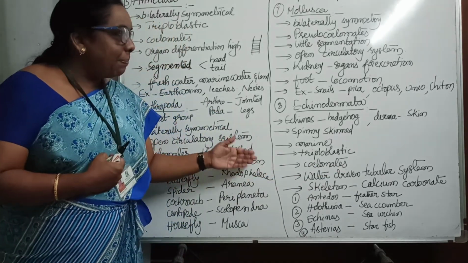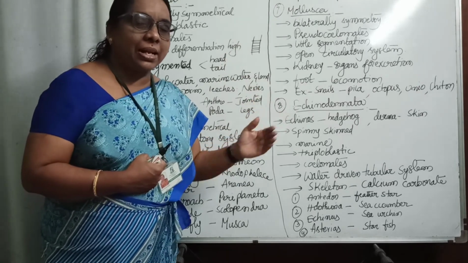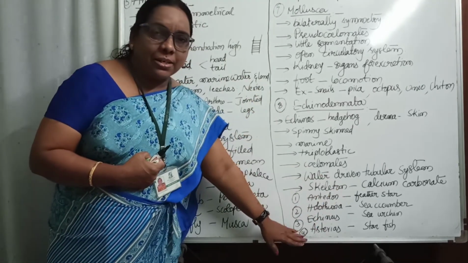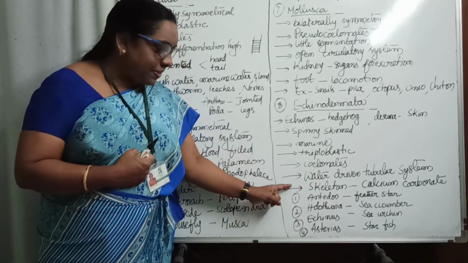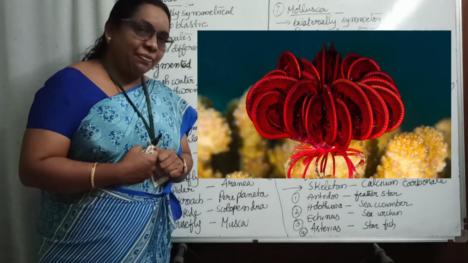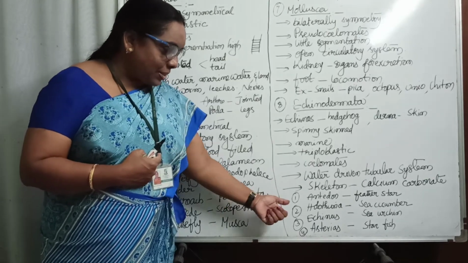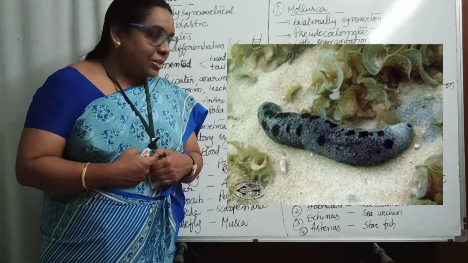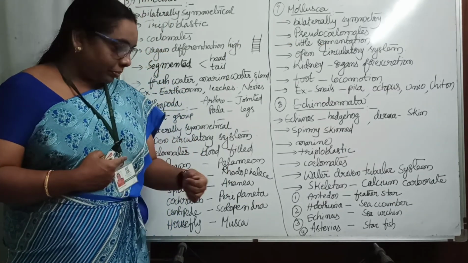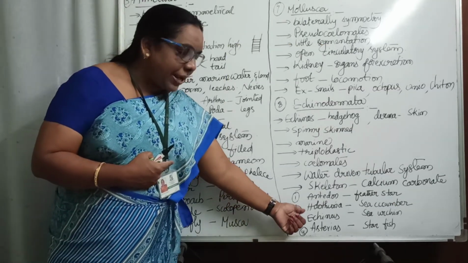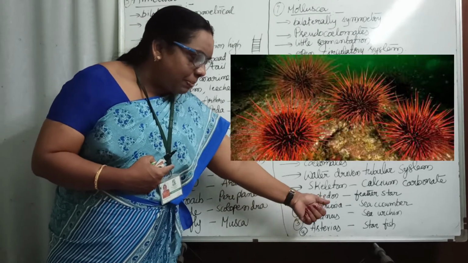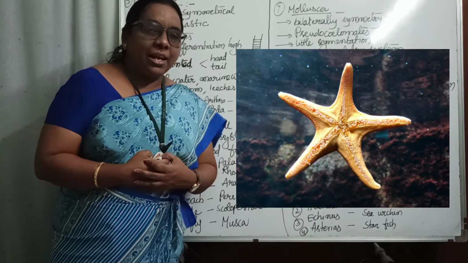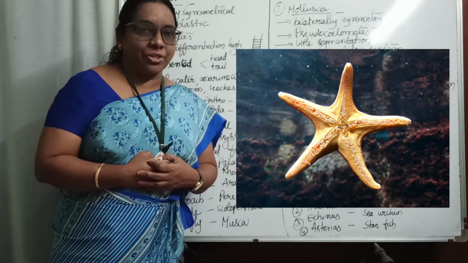What are the examples that come under Echinodermata? We'll see the scientific name as well as the common name. The first one is Antedon, and the common name is feather star. Next one is Holothuria, and the common name is sea cucumber. The third one is Echinus, and the common name is sea urchin. And the fourth one is Asterias, and the common name is starfish.